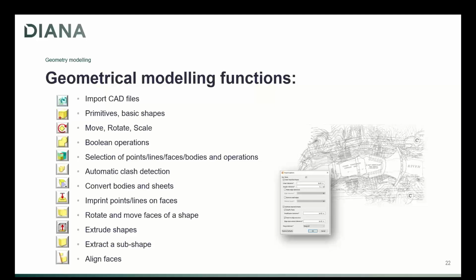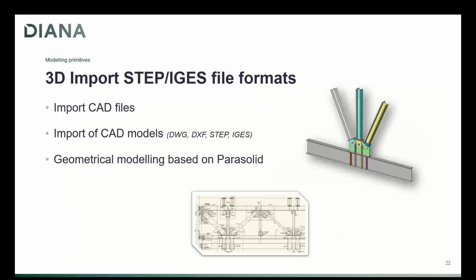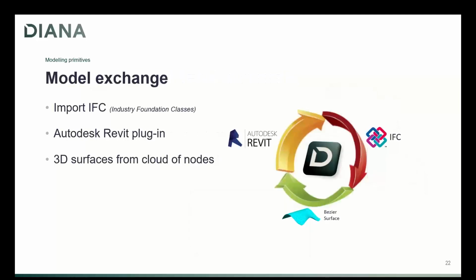To create the geometry of your model, we have many options, from import CAD file to defining primitive or basic shapes. You can either import your geometry from a third-party CAD program or generate your model from our integrated environment. It's really up to you. Among the formats that Diana can handle are the DWG, DXF, STEP, and the IGS file. You can also import an IFC file format if you are using Revit. Furthermore, if you are dealing with terrain geometry, for instance, you can import cloud of nodes and generate Bezier surface from them. It's also a powerful feature in Diana.